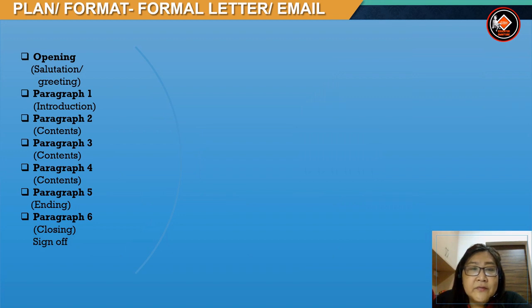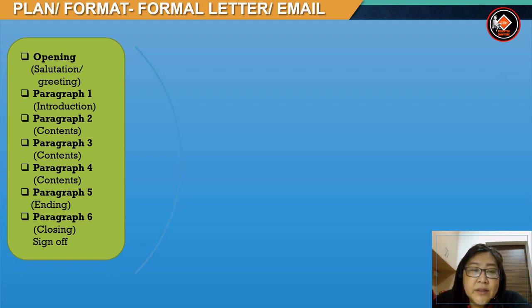First, let's look at the format or the plan for formal letter or email. First of all, remember that we have the opening, which is a salutation or greeting. And then you have paragraph 1 for introduction, paragraph 2 will be for contents, and then you can continue maybe with paragraph 3 for contents, paragraph 4, and then paragraph 5 could be the ending. Paragraph 6 is the closing, and also you need to sign off.